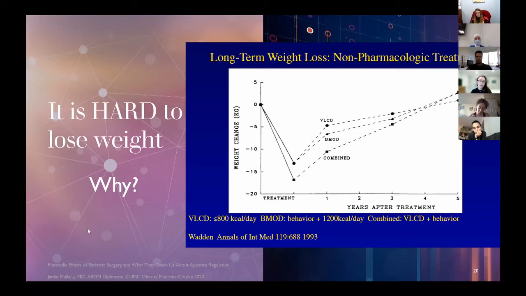And if you look, this is an old study, but it still makes the point. If you track people that did very low calorie diet, behavioral modification, and combined, still when you're at 5 years out, it's really hard to maintain it. So the question is why?